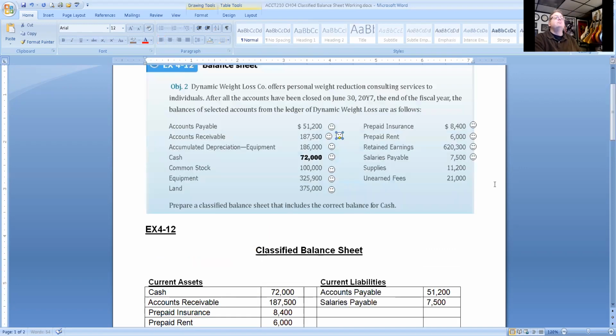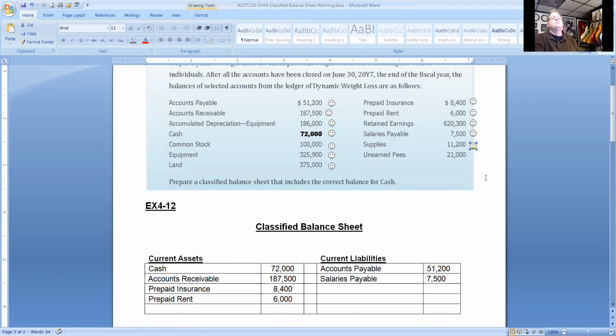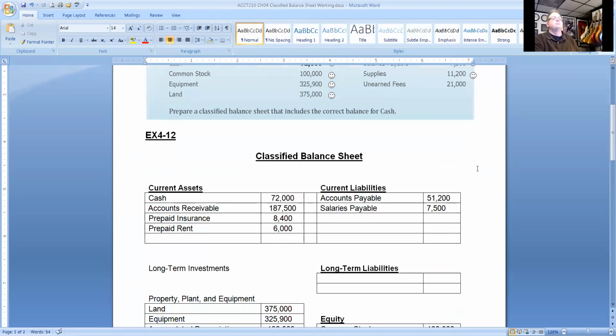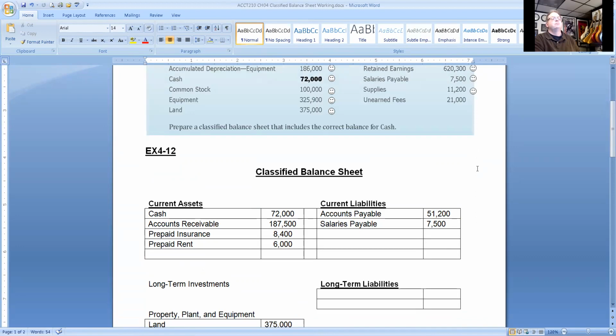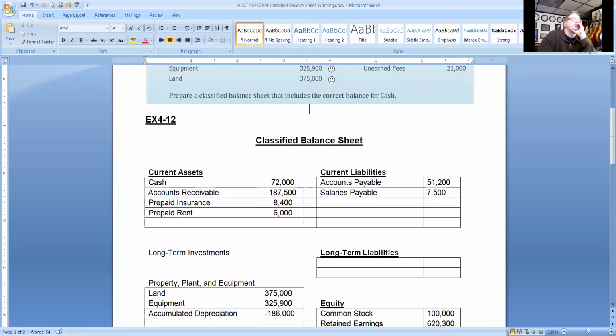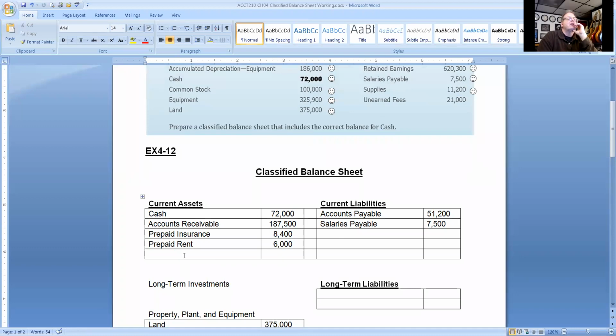Supplies. Where are supplies going to go? Would that be current assets? Yep. Yeah, supplies are going to be used up usually within a year.